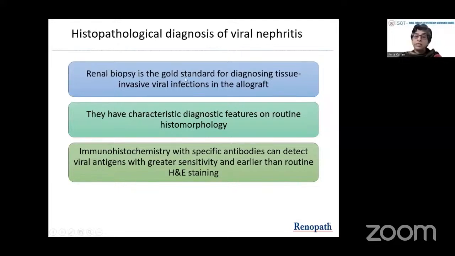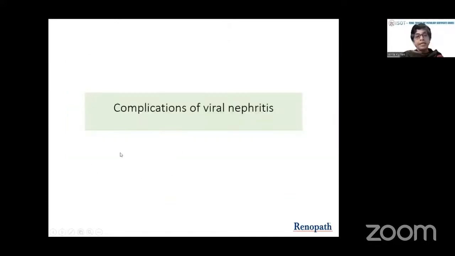So renal biopsy is the gold standard to diagnose tissue invasive viral infection in the allograft. Light microscopy, they have characteristic diagnostic features. However, immunohistochemistry is much more sensitive and specific than identifying it just by light microscopy, and we should definitely do that. And finally, to conclude, why is it important?